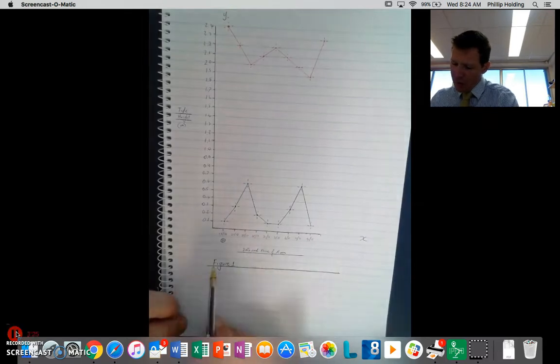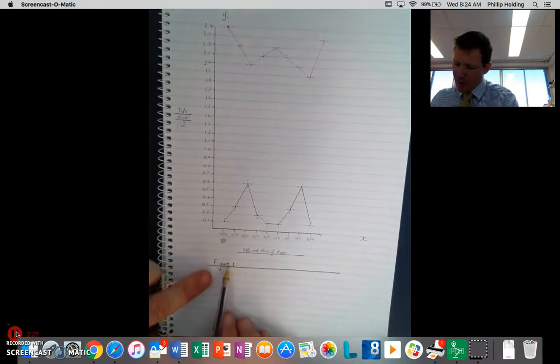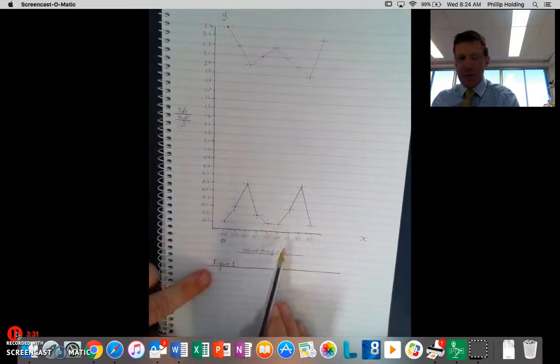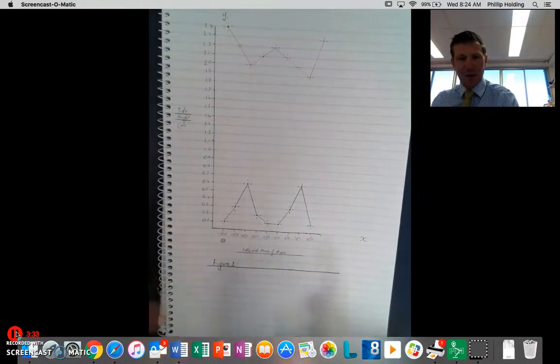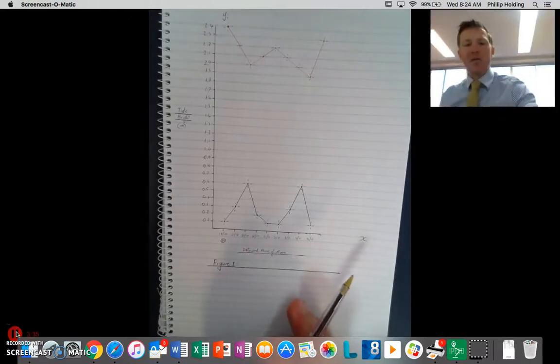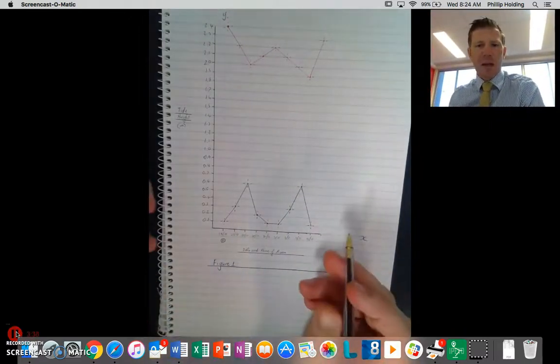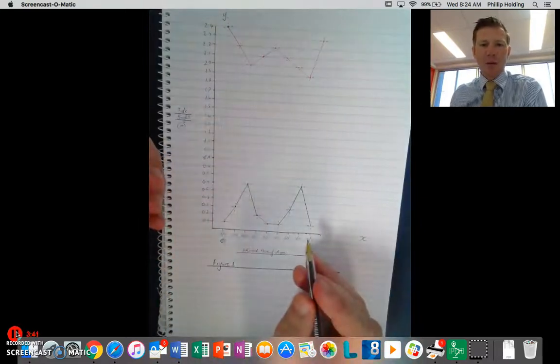The only thing left to do here is to make sure that I've labelled my entire graph. I've labelled my axes already, but I need to label my graph. So it's a figure. So I call it figure 1 because it's the first graph, and then I call it a name. So you need to come up with a name explaining what we're actually looking at.